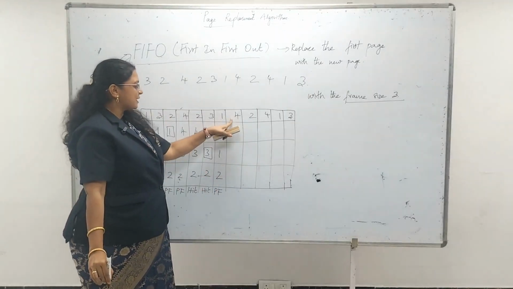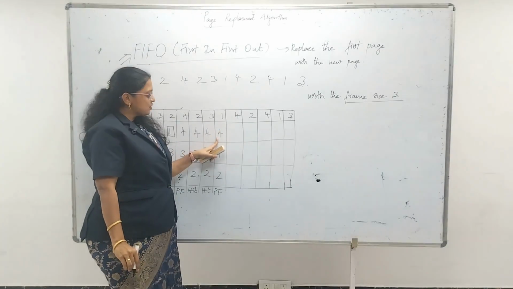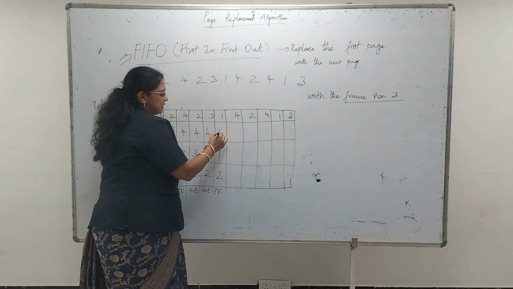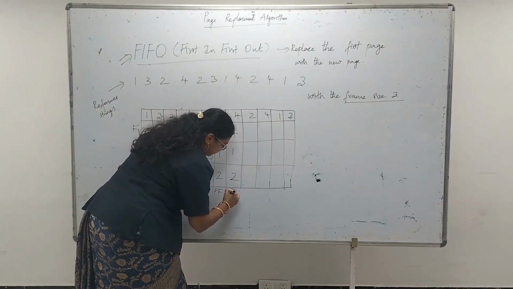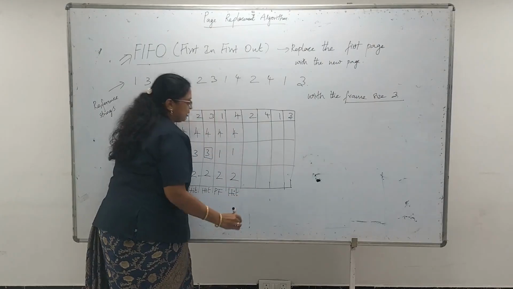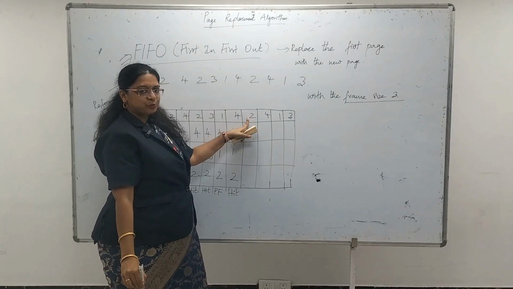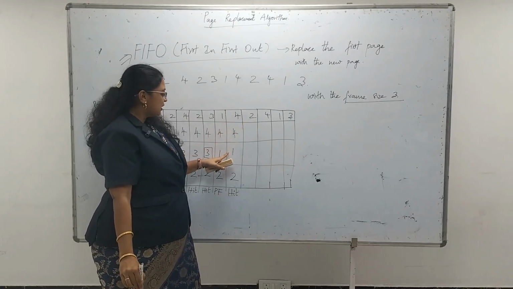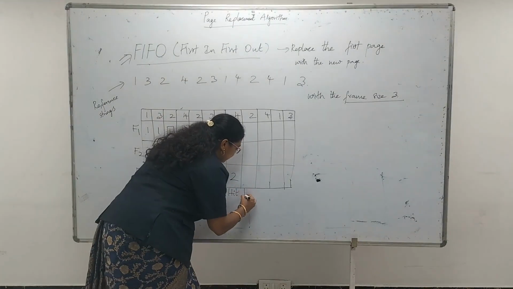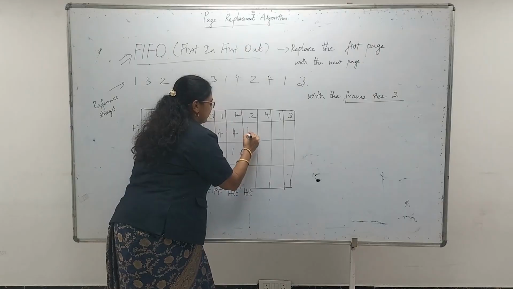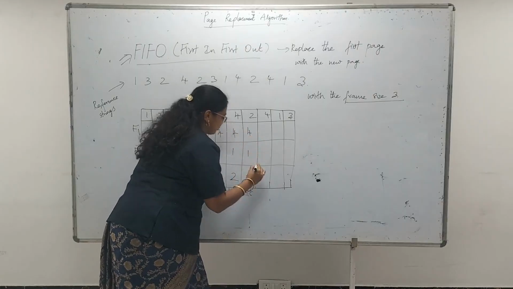Then you are going to insert 4. Check whether 4 is present in your main frame or not. Here it is already present. So that is also a hit. Now we are going to insert 2. Check whether 2 is present in the present frame or not. That is already present here. So that is also a hit. So 4, 1 and then 2.